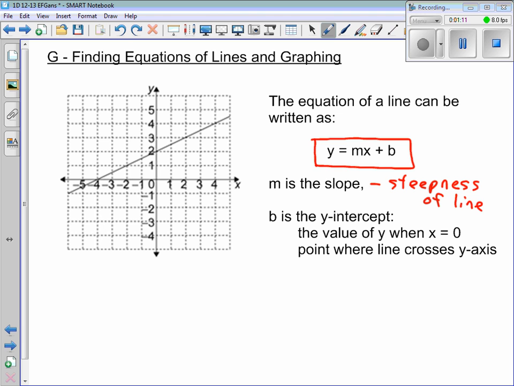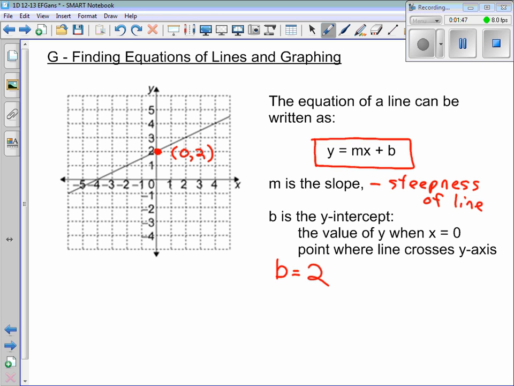So if we look at this line that we have drawn on this graph here, it crosses the y-axis right here at this point, 0, 2. So B is the value of y when x is equal to 0. So at this point, x is equal to 0. So our B value for this line is 2, because this line crosses the y-axis at a y value of 2. So that's our y-intercept there.